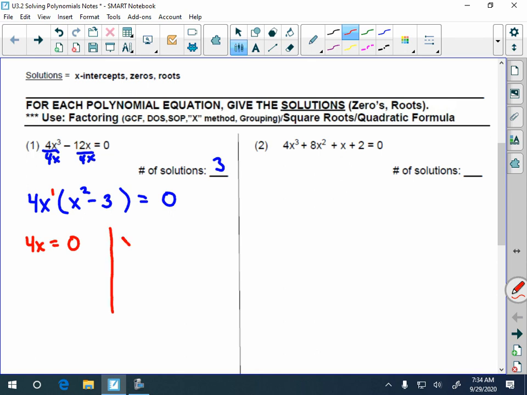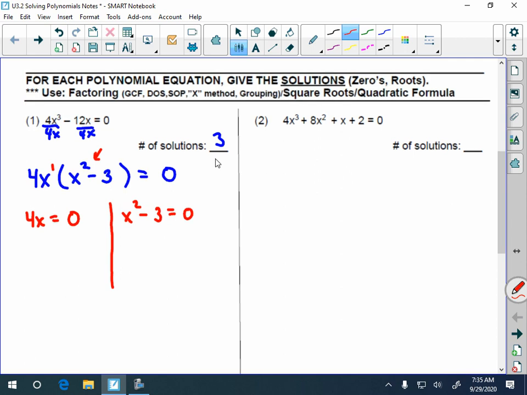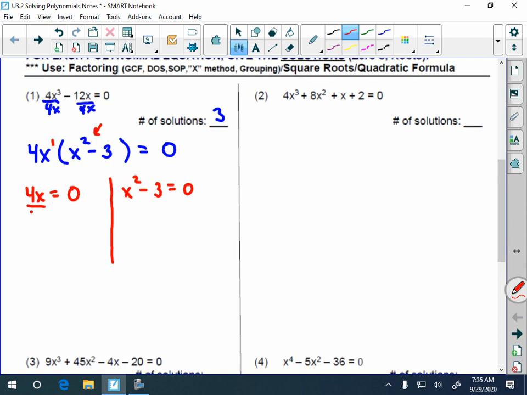And then the x squared minus 3, since that has an exponent 2, that's going to get us our other 2 solutions. And that gives us our 3 total that we're looking for. All right, so let's finish solving this. So here I'm going to divide by 4.